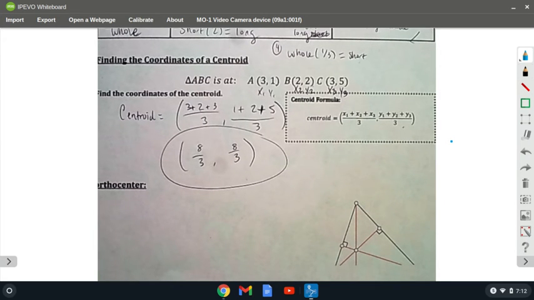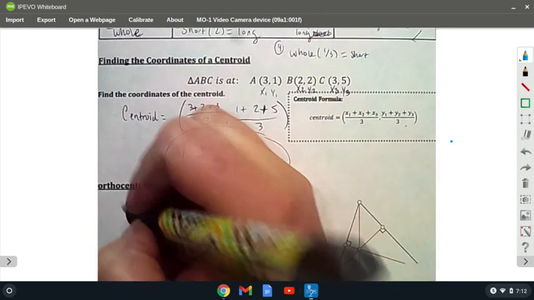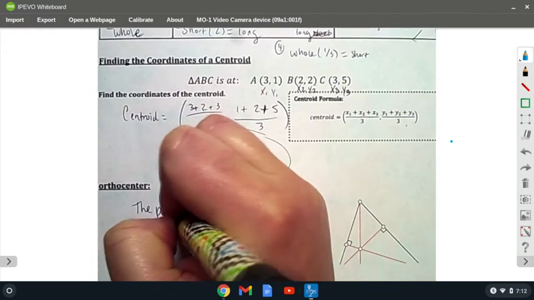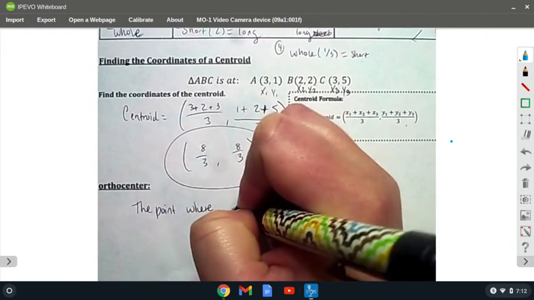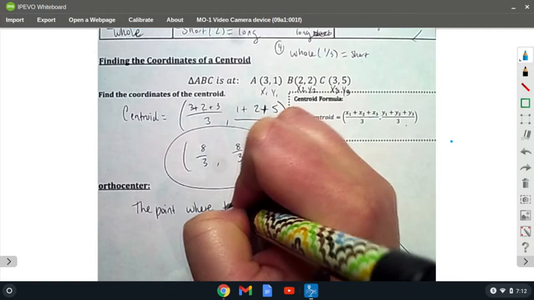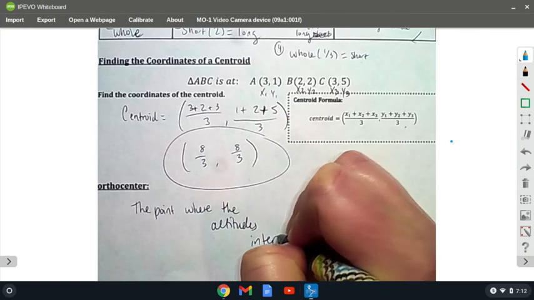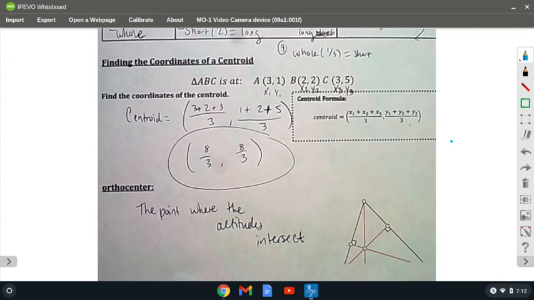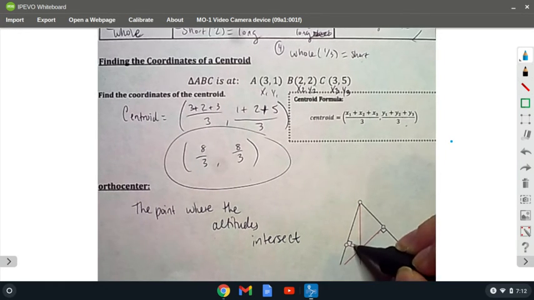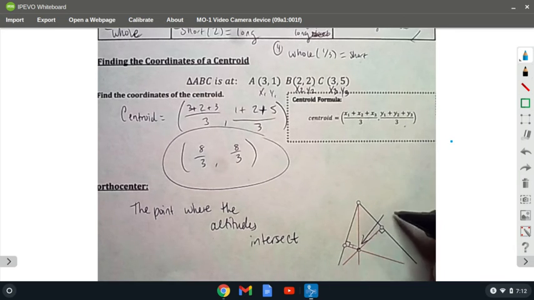And the last term here is the orthocenter, which is the point where the altitudes intersect. So these are all my altitudes, and they intersect right at this middle point, which is our orthocenter.